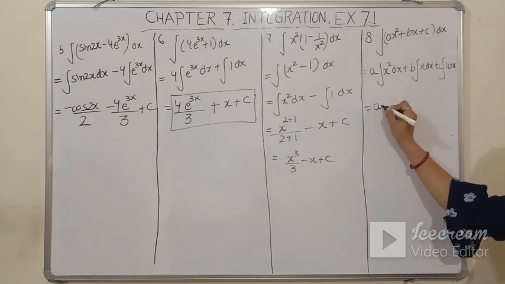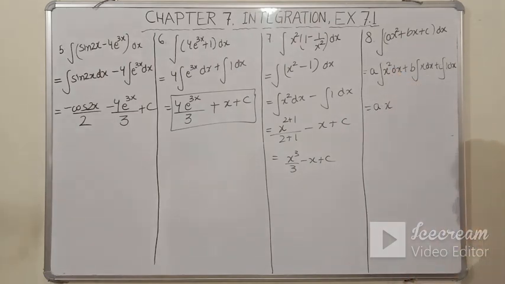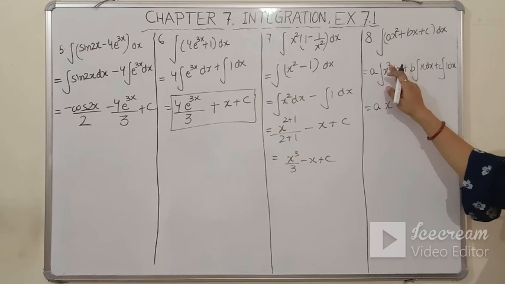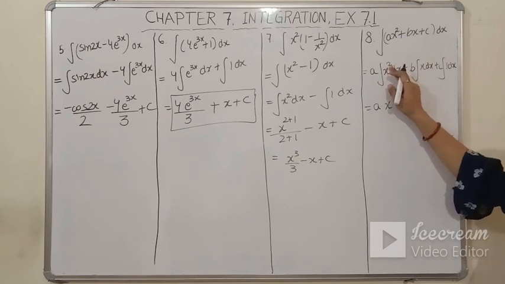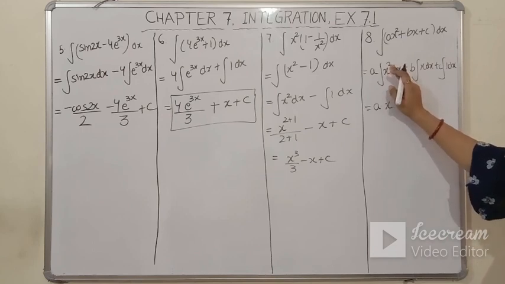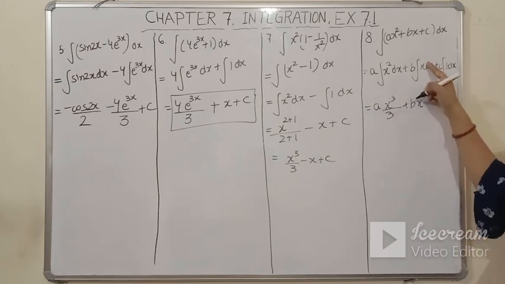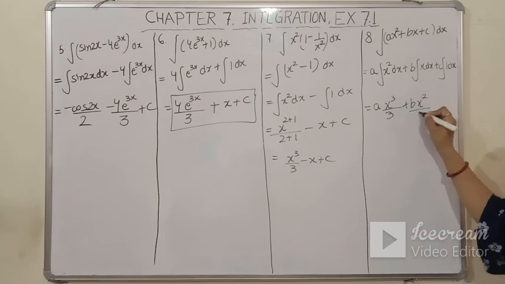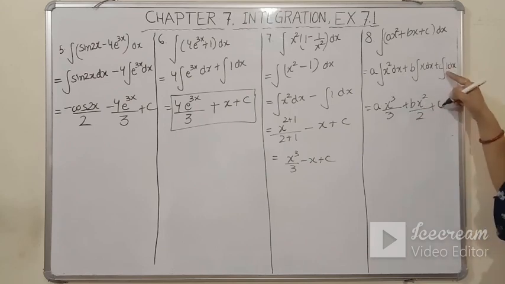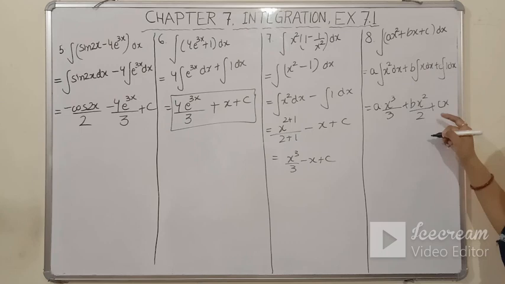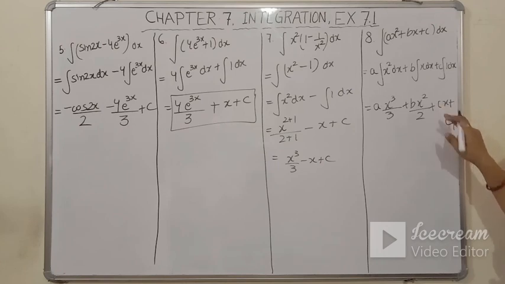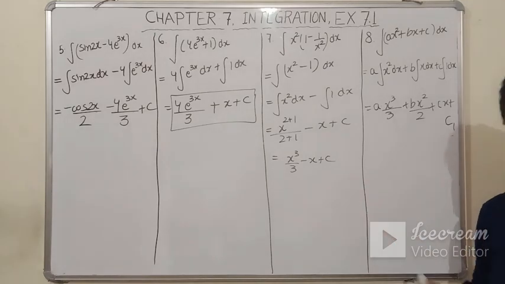So the answer is a into x raised to power, now I'm doing it directly, just applying the formula of integration of x raised to power n, that is x raised to power n plus 1 upon n plus 1. So 2 plus 1 is 3 upon 3. Here the power is 1. So 1 plus 1 is 2 upon 2. Plus c, the integration of 1 with respect to x is x, plus the constant of integration. It can be taken as c1 because c is already included in the question. So you have to take some other constant of integration. Note down all these questions.